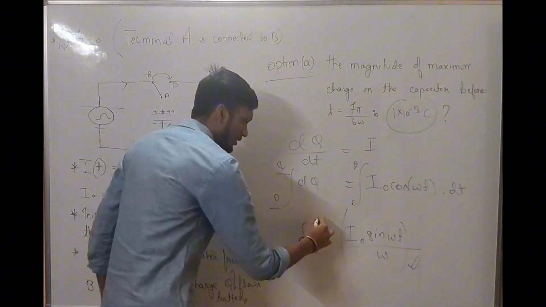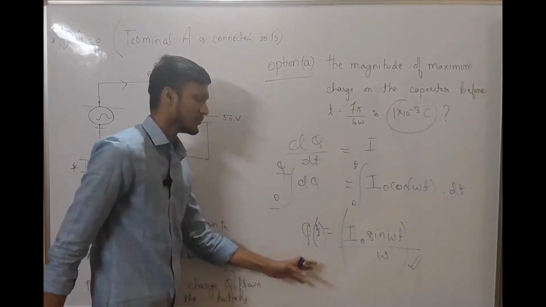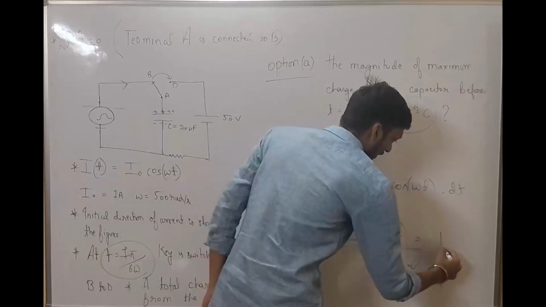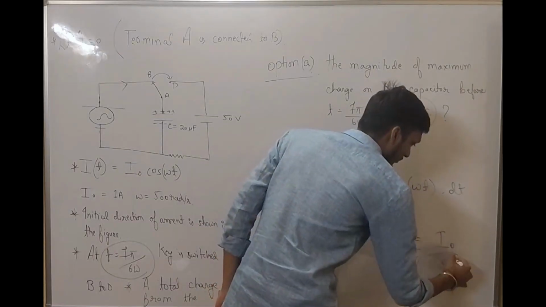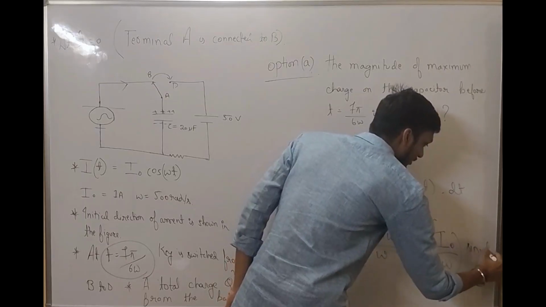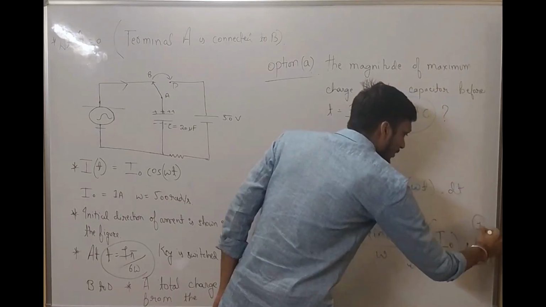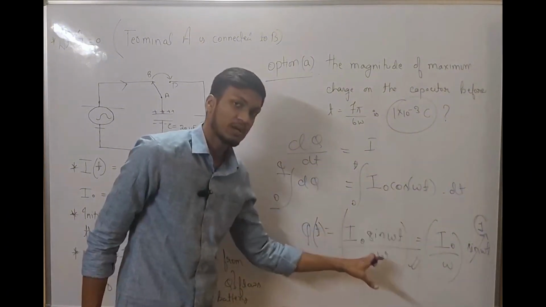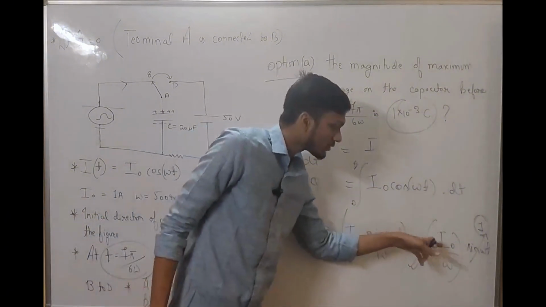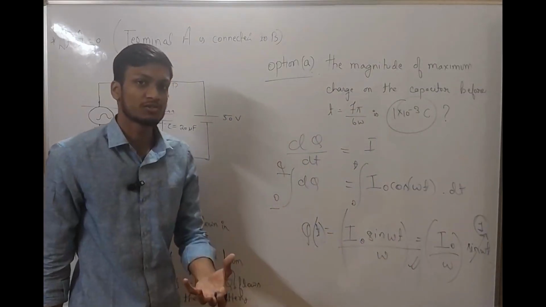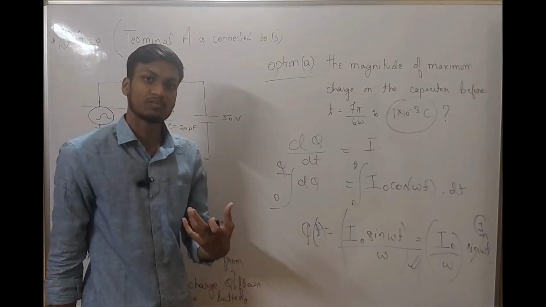Q at any time t in the circuit will be equal to this value, where definitely the I naught by omega term, if sine omega t becomes 1, is the maximum value of the charge.